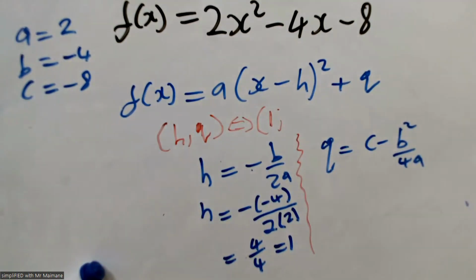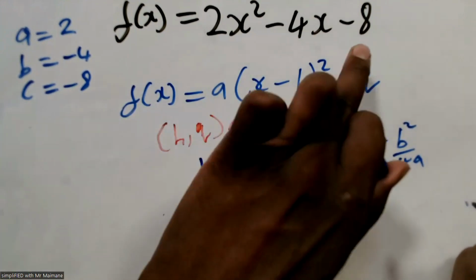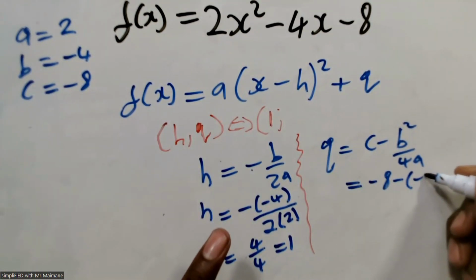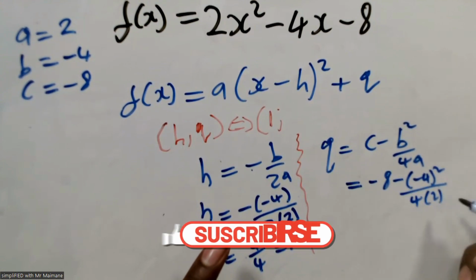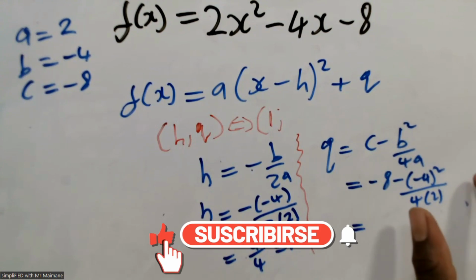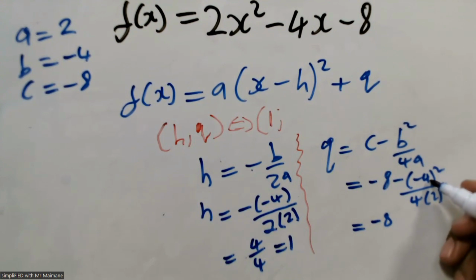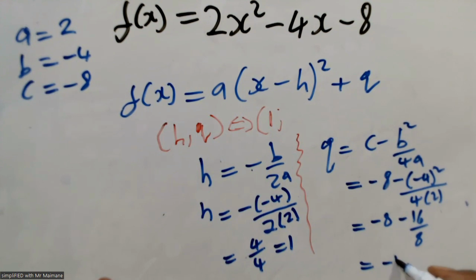What about the q? Let's get the q here. The q is equal to c, which is minus 8, minus b squared, which is minus 4 squared, all over 4a, where a is 2. You can just simplify this on your calculator, but it's going to be minus 8, and then minus 4 squared is 16, so it's going to be minus 16 all over 8. If you simplify this further on your calculator, you'll get that this is the same as minus 10.